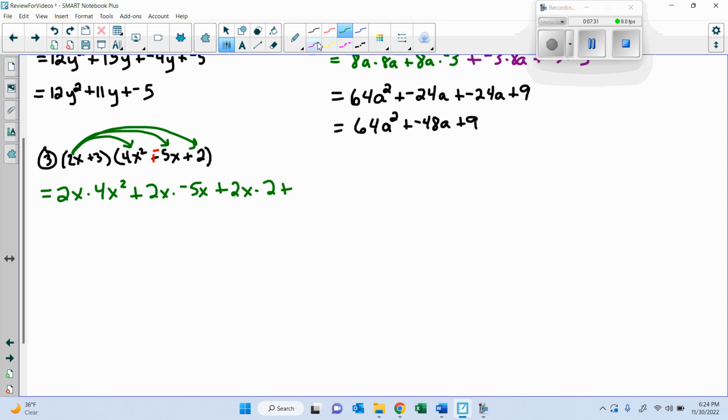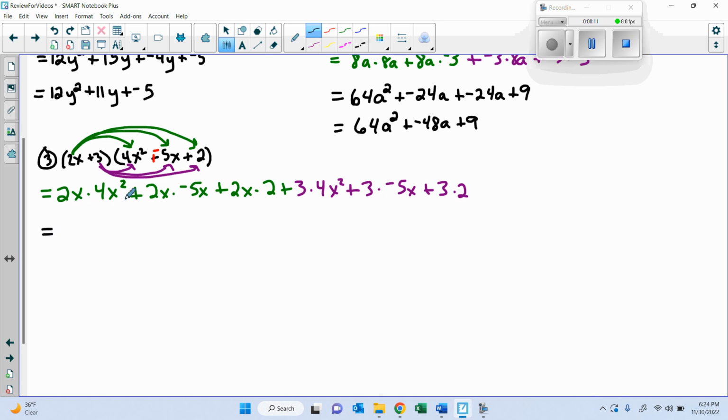plus. Now this one just gets longer because now I also have to do that with 3. So 3 gets multiplied by 4x squared plus, because it's a polynomial, 3 times negative 5x plus 3 again times 2. So now that means I've multiplied both of these terms in the front by everything in the second one. So that means I've done all my multiplications. So now I'm going to do the same thing. I'm just going to go through and simplify each of these terms.